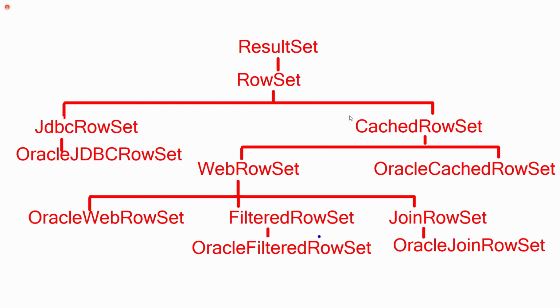Suppose you are performing one task on OracleJoinRowSet. The method is not available in OracleJoinRowSet. Then where do you have to search? JoinRowSet. Here also not there. WebRowSet. Here also not there. CachedRowSet. Here also not there. Like that. The hierarchy is required to search library methods. That purpose is required, as well as upcasting and downcasting purposes.